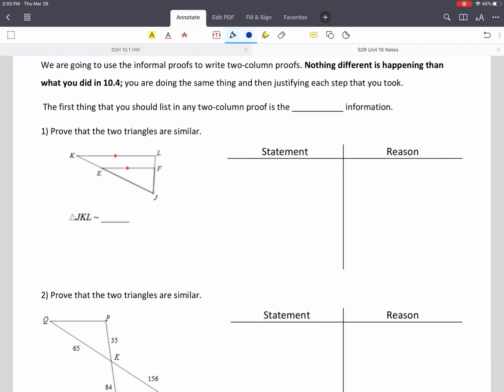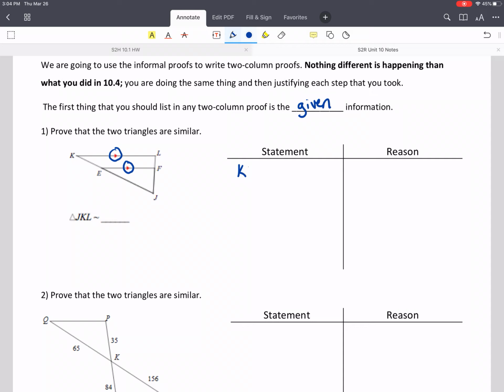Okay, so the first thing you should list in any two-column proof is the given information. So what do I know before I start any of the math? Okay, I'm looking here at number 1. Well, before I start the math, I see these symbols. That means that those lines are parallel. So here's how we're going to write this.